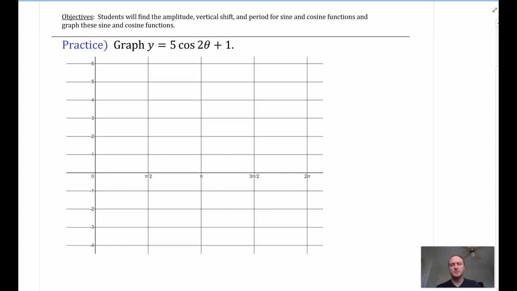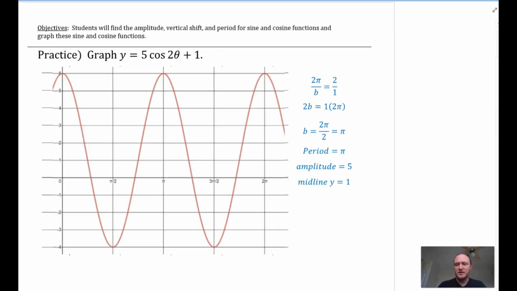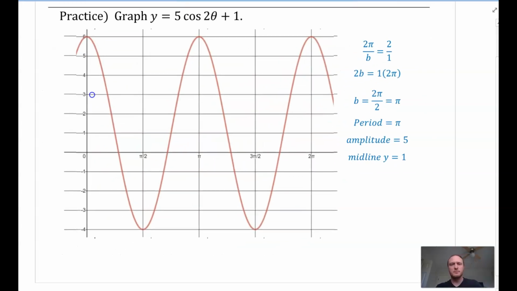All right, and then here is the last practice problem for you. Go ahead and try this one. Please pause the video. All right, hopefully you paused it. Here is the solution.